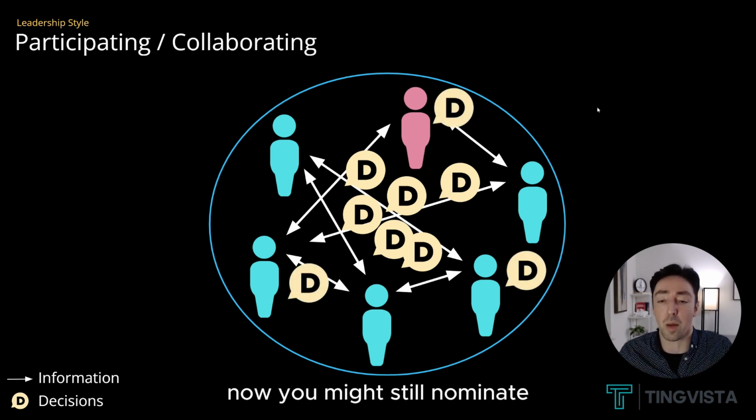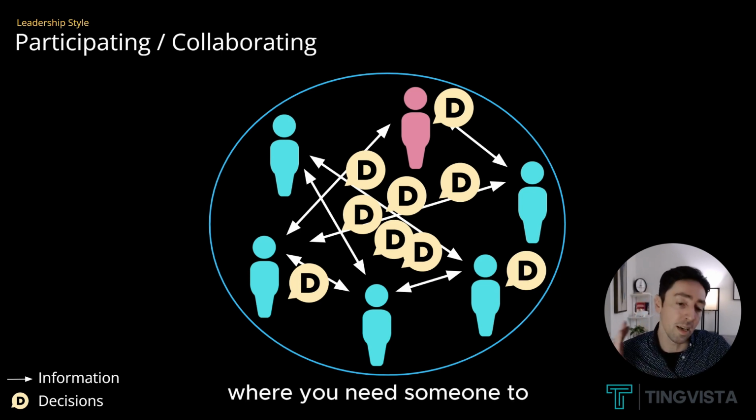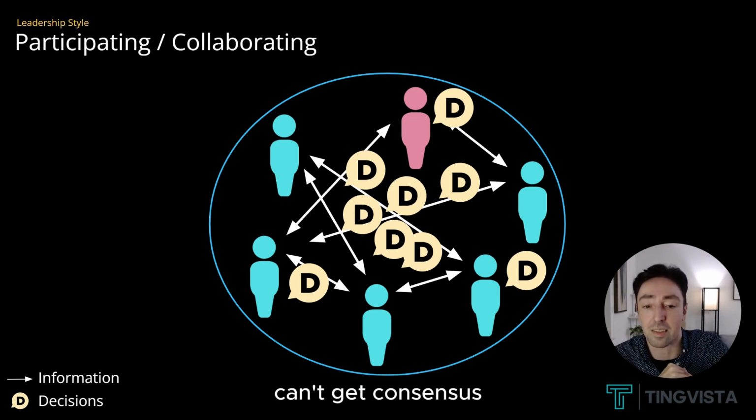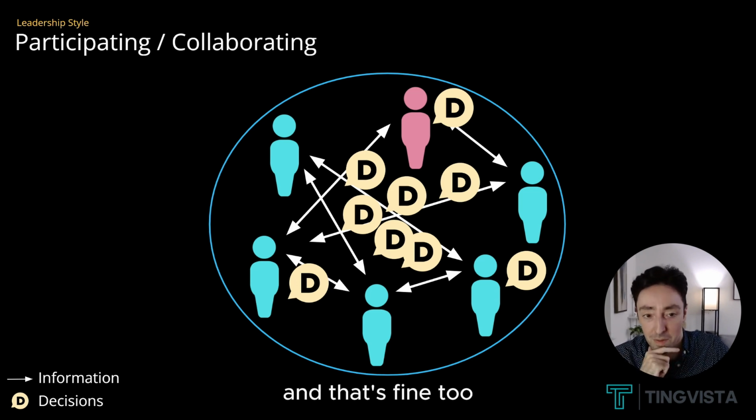Now, you might still nominate decision makers for key decisions or key areas where you need someone to cut through the tension to create consensus, like when you can't get consensus on the team. If we can't figure it out, you make a call, and that's fine too.